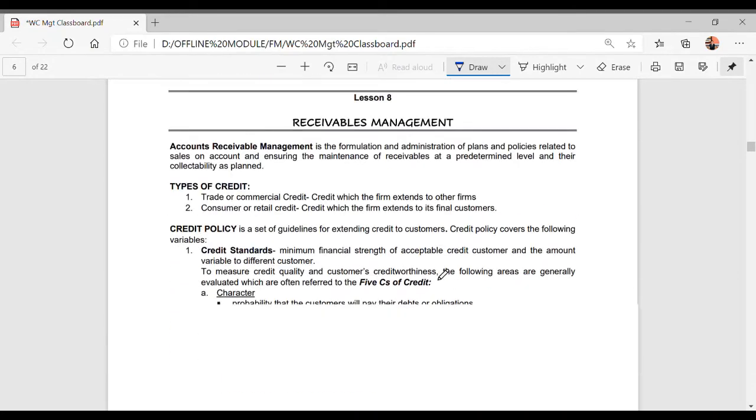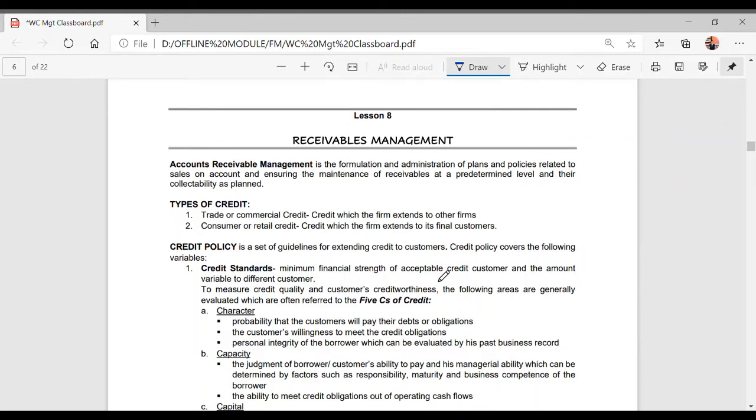Okay. And then next we have the receivables management. So the receivables management involves the formulation and administration of plans and policies related to the sales on account and ensuring the maintenance of receivables at a predetermined level and their collectability as planned. So in the accounts receivable management, we have to focus on the credit and the collection. So credit is on our policies relating to how we provide or how we allow our customers na mangutang.